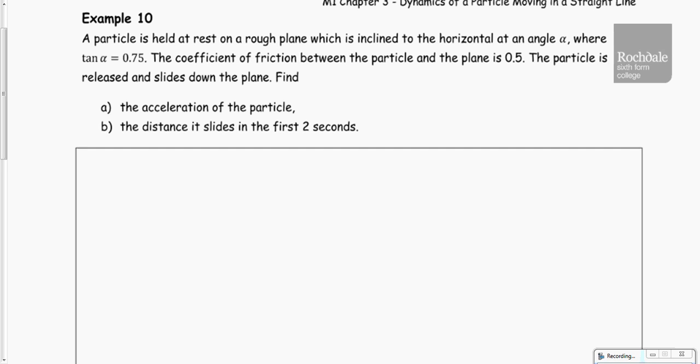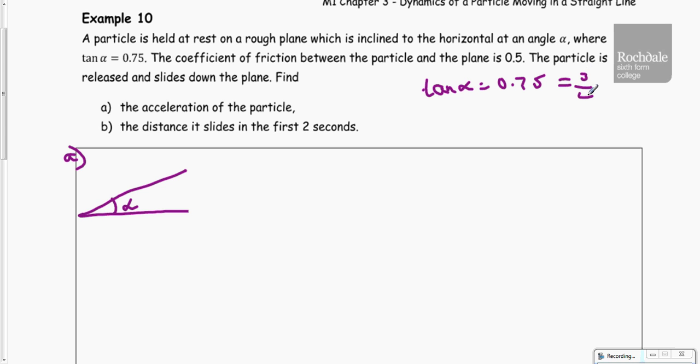M1 Dynamics example 10. In this example, we've got an object, a particle, which is being held on an inclined plane. A lot of exam questions involve this idea of an inclined plane. The plane is inclined at an angle alpha, and tan alpha is 0.75. We know that's 3/4.